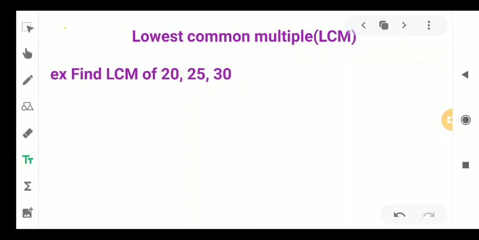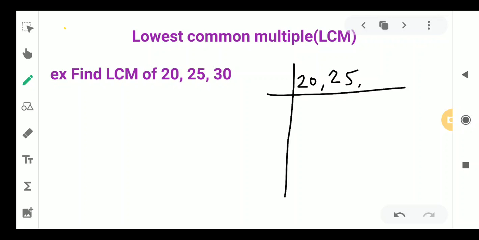method. Suppose we are given three numbers 20, 25 and 30. We have to find their LCM, so we can do it this way. We will do their prime factorization together, 20, 25 and 30. Now we have to look for the prime factors which can divide these numbers. There can be a single prime number which can divide all the numbers, or there can be a prime number which may divide either one of them or two of them. So you can take any. Suppose we are taking 2.